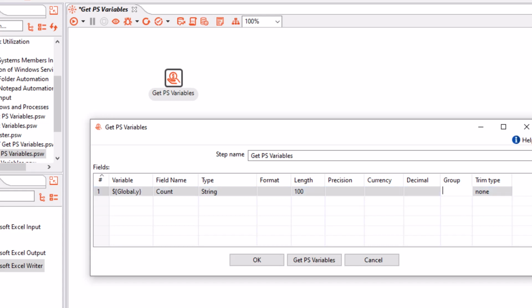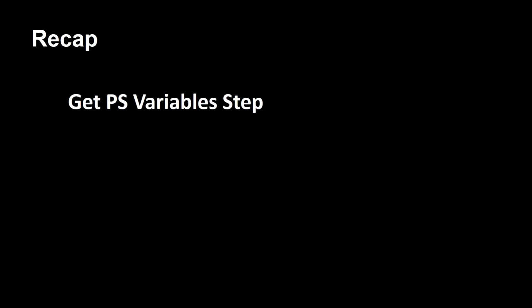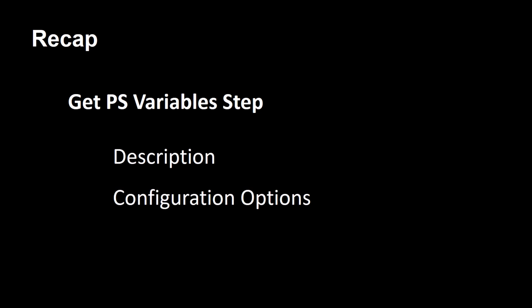Specify a trim type from the list. For the field before processing, select from none, left trim, right trim, or both for left and right trim. So we saw all the configuration options for the Get PS Variable step. Let us cancel it. Let us recap. We saw the Get PS Variable step, description and configuration options, and we also saw how to fetch PS variables defined in the workflow properties.